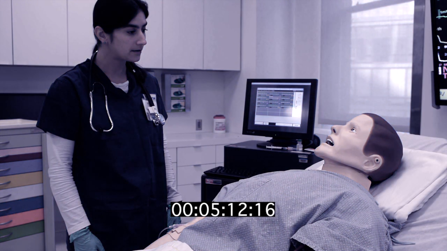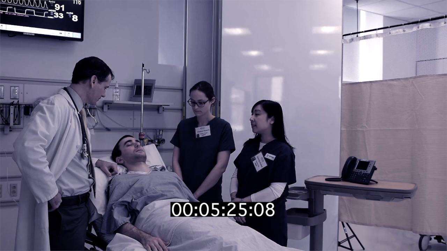In the simulated setting, the instructor was able to focus on the student's learning needs without intervening to address patient safety and comfort in the moment. The instructor will discuss performance with the student after she completes the interaction. Now, let's look at an example of students experiencing an emergency situation in a real clinical setting.